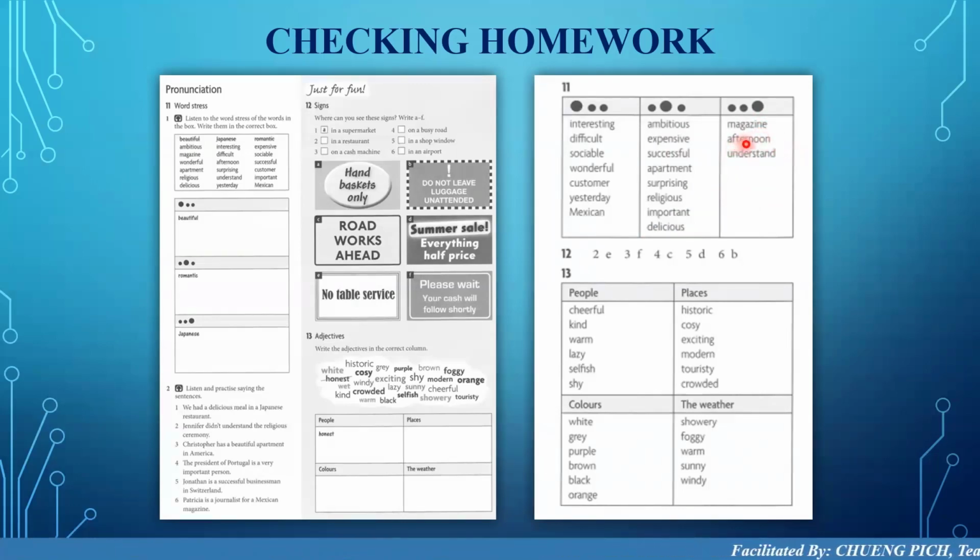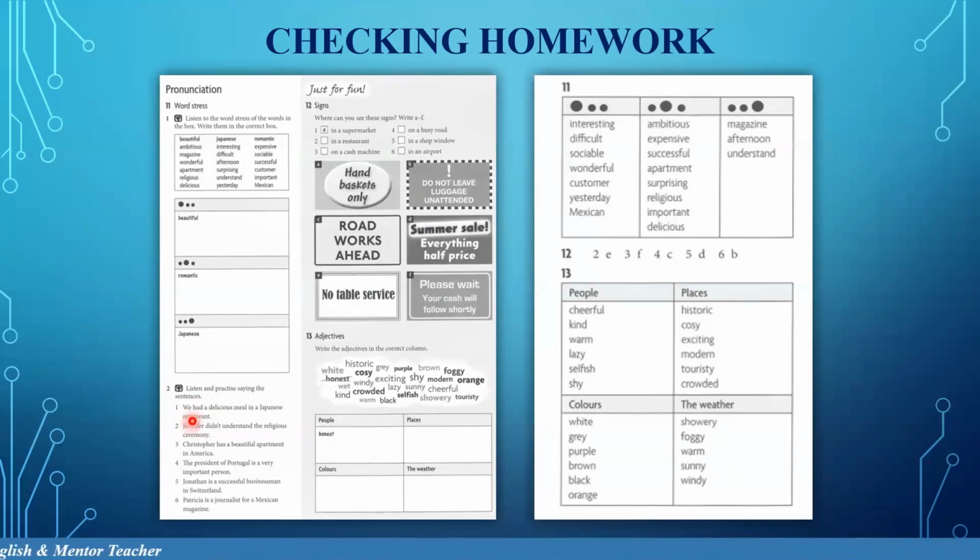And the last three words here, we're going to stress at the end of each word: magazine, afternoon, understand. Okay, good. Now for this point, they want us to just listen. Regarding number 2 here, they want us to listen and practice saying the sentences.